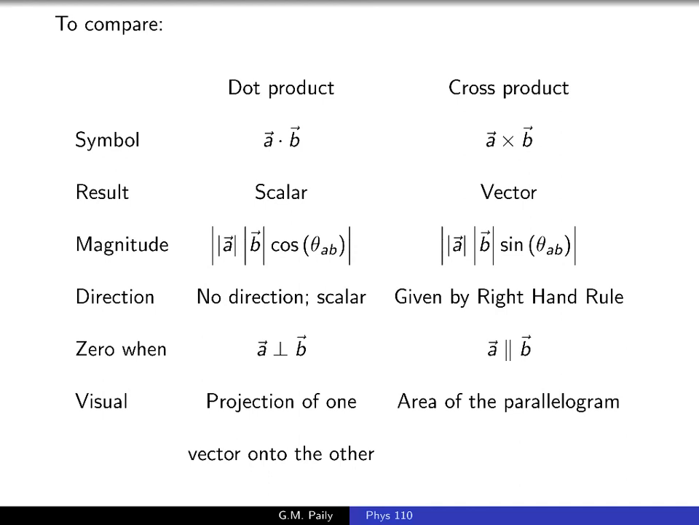The result of the dot product is 0 when A is perpendicular to B. The result of the cross product is 0 when A is parallel to B. The visual representation of the dot product is the projection of one vector onto the other. The visual representation of the cross product is the area of the parallelogram whose sides are given by the two vectors.